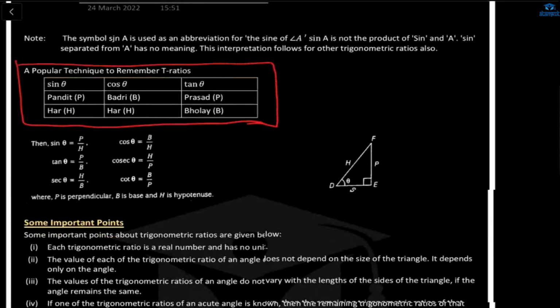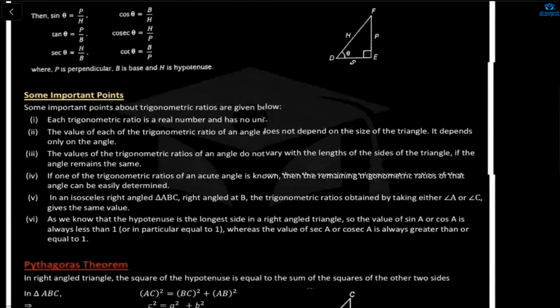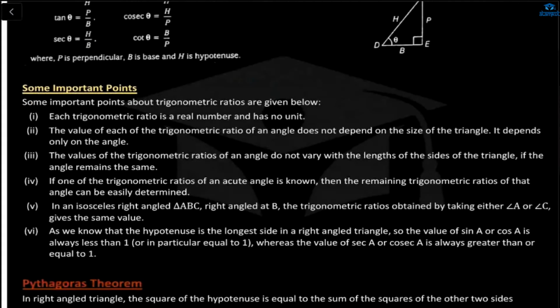Okay, now some important facts here. These facts you should know: each trigonometric ratio is a real number and has no unit. Like generally in mathematics, when we write, there's a unit related to it. So there's no unit related to this.